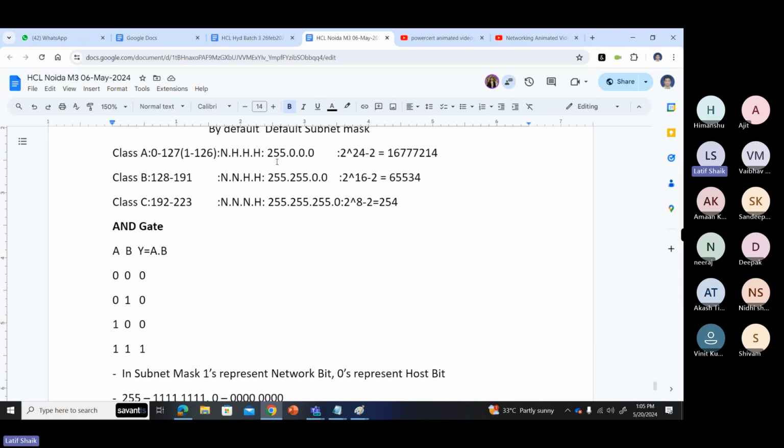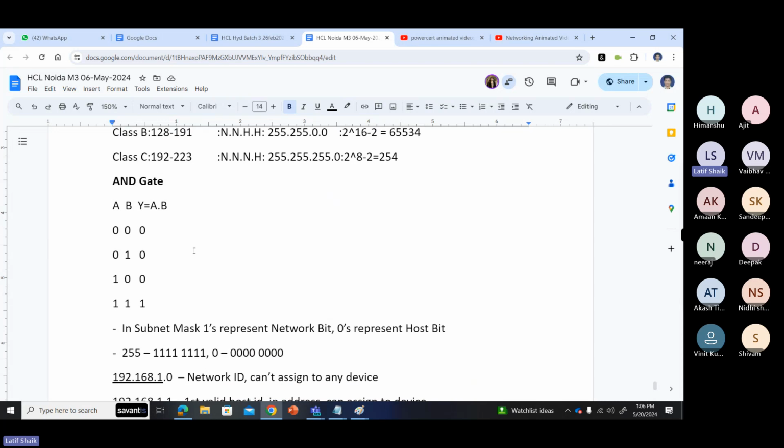Guys, these are the default subnet masks of class A, class B and class C. But how can the system calculate? You give an IP address and a subnet mask. How can the system calculate? It uses a logic gate operation called an AND gate.